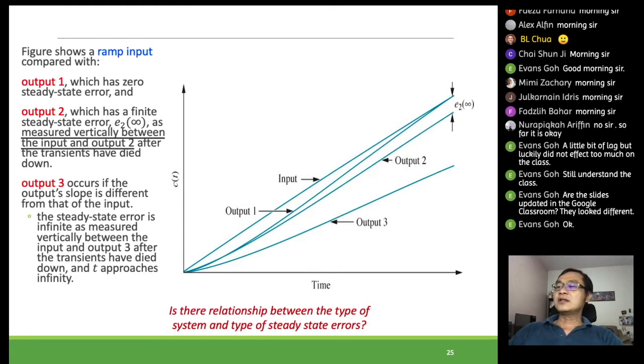So now what is the relationship between the type of system and the type of steady state error? This is our main question that we intend to address next.